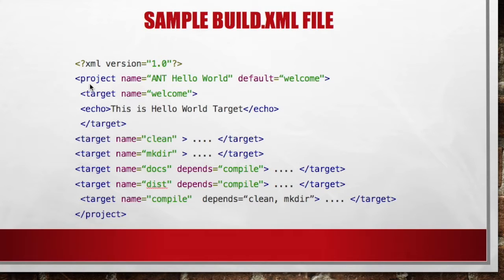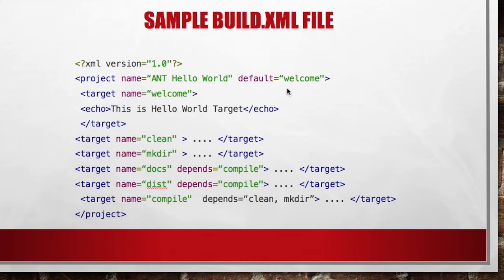So as you can see here in the sample file, the project has attributes name and default. You can have another attribute called base directory as well. We'll be seeing that when we are building our sample build.xml file very soon. And also the attribute default, which you see, is the default target for the build script.